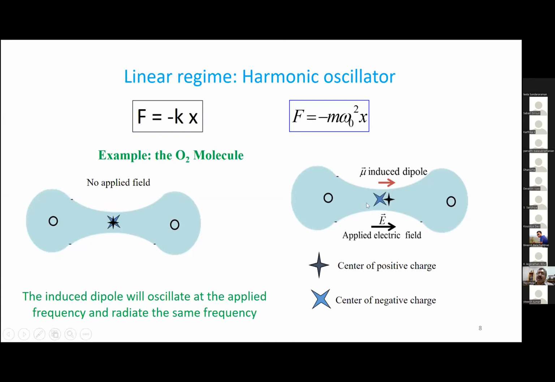However, when you apply an external field, let us say an external DC field, there will be a separation of the charge centers, and this creates an induced dipole with a dipole moment mu. This induced dipole will oscillate at the applied frequency and radiate the same frequency in the normal, non-resonant regime. So this is what happens when you put electromagnetic radiation onto matter. The dipole oscillates at the applied frequency and also emits.